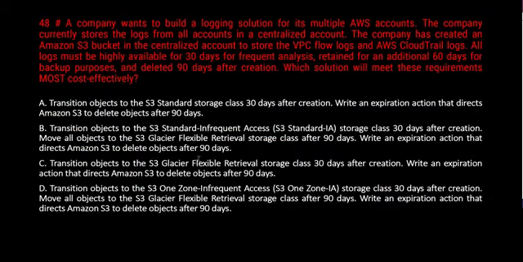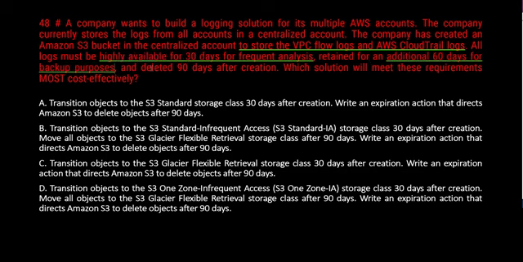Question number 48. A company wants to build a logging solution for its multiple AWS accounts. The company currently stores the logs from all accounts in a centralized account. The company has created an Amazon S3 bucket in the centralized account to store the VPC flow logs and CloudTrail logs. All logs must be highly available for 30 days for frequent analysis, which is standard for 30 days, retained for an additional 60 days for backup purposes, and deleted 90 days after creation.